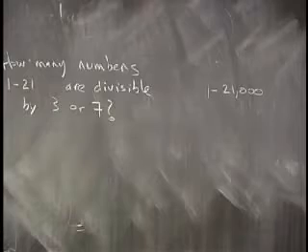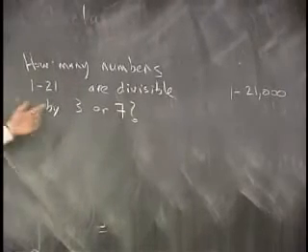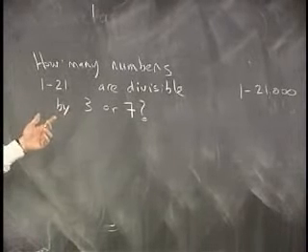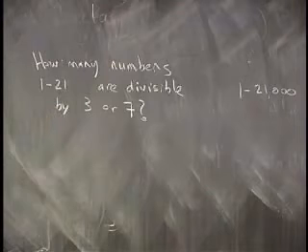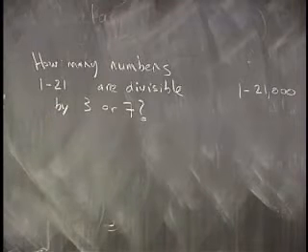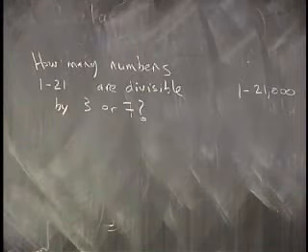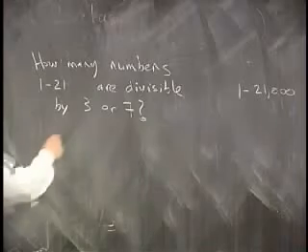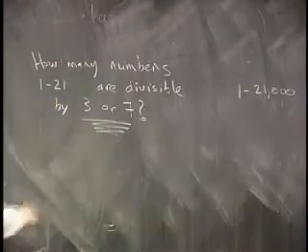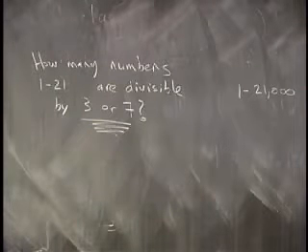One way to do this problem is just to go ahead and check. How many numbers are divisible by 3 or 7 between 1 and 21? 9. Right? 3, 6, 9, 12, 15, 18, 21, and 7, 14. So 9 altogether. Kind of an easy problem. You don't need inclusion-exclusion for it.